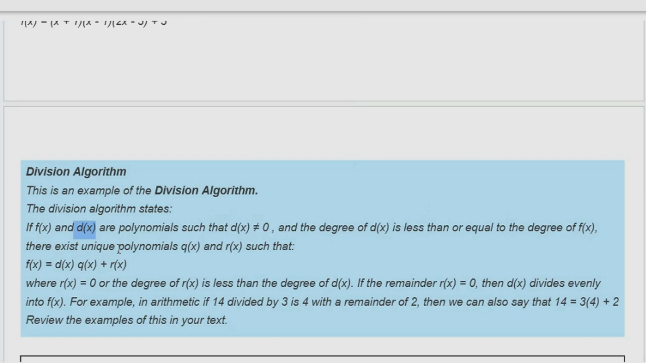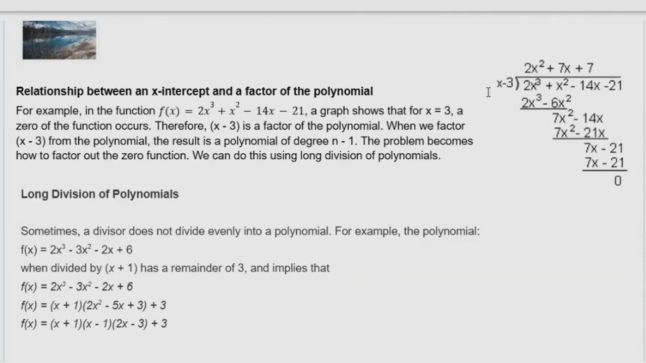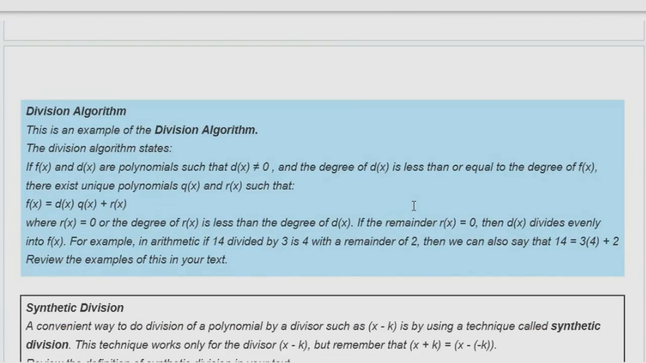There exist unique polynomials q and r so that this factor times this factor plus the remainder will equal the original one. So if we divide this and we have this as our quotient, this times this plus the remainder will give us the original equation, which in this case the remainder is 0. So just multiply those together, you'll get back to the original thing.